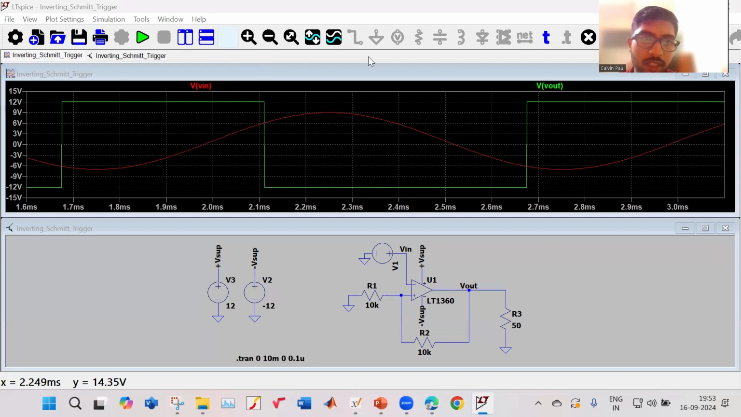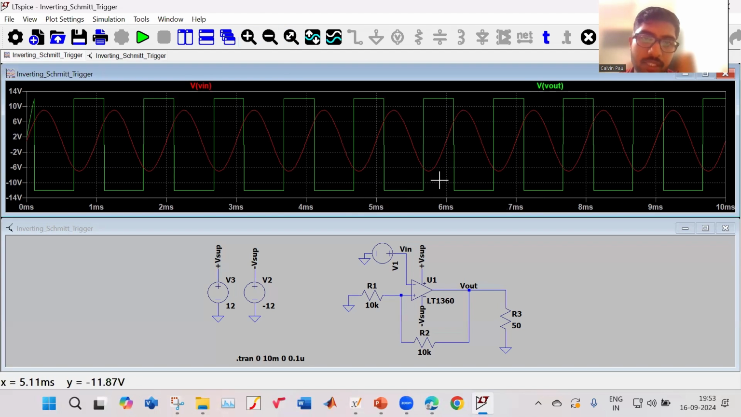So this way you can verify. It is useful to check and understand, because if you will be doing projects, you have to do these simulations and show them.